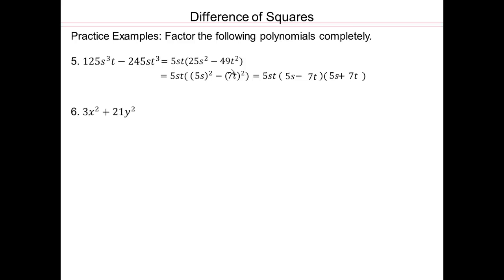All right, how about that? I can pull out a 3. Now, this is an addition of squares, and 7 is not even a square. So does it factor anymore? No, good. So this is it.